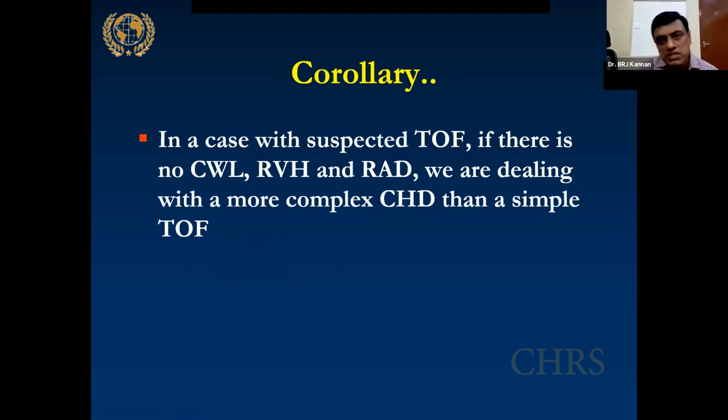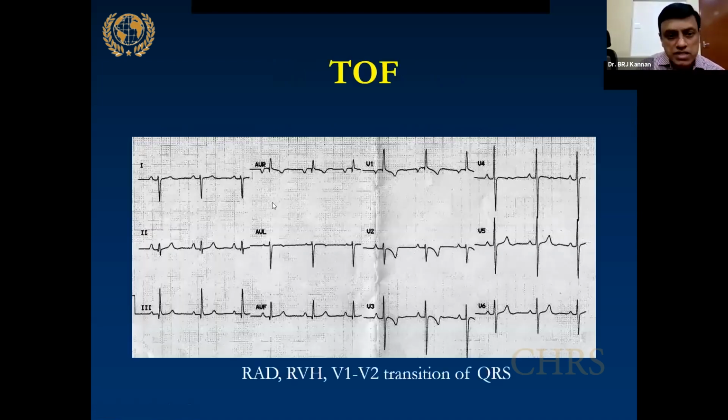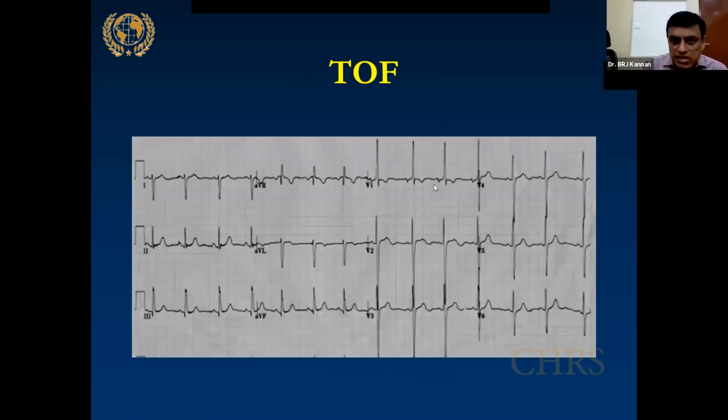This is a classical ECG of tetralogy of Fallot. See, there is right axis deviation. There are QRs in 2, 3, aVF, clockwise loop. There is a sudden transition from V1 to V2. Somebody might suggest that this is a very classical finding of TOF, which is not, because see the next ECG, this is also a TOF patient. Is there a sudden transition?